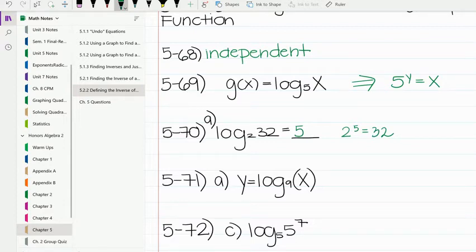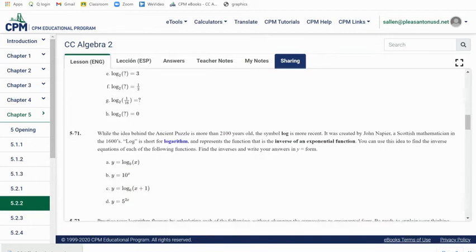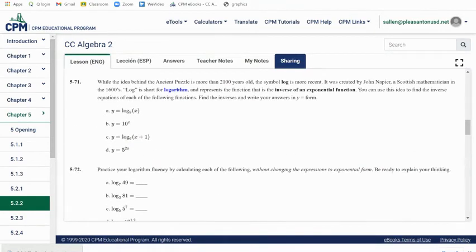Okay, so 71 we are now on, so you should have completed everything else up till this point. So 71, it says, while the idea behind an ancient puzzle is more than 2,100 years old, the symbol log is more recent. It was created by John Napier, a Scottish mathematician in the 1600s. Even though that's not very recent, but it's okay. Log is short for logarithm and represents the function that is the inverse of an exponential function. You can use this idea to find the inverse equations of each of the following functions. Find the inverses and write your answers in y equals form.